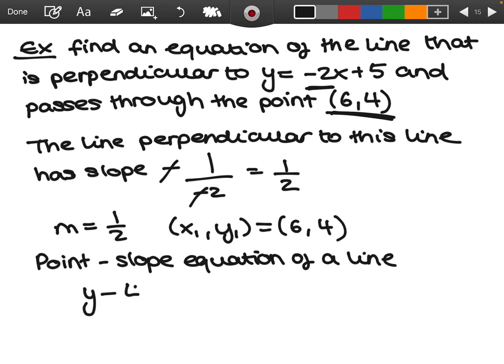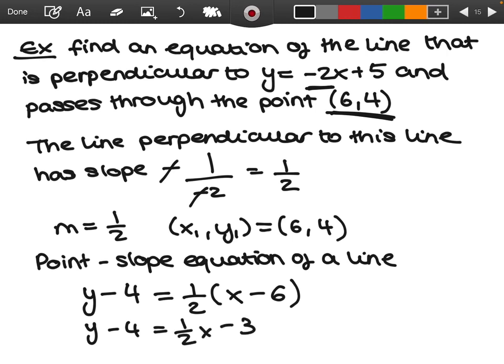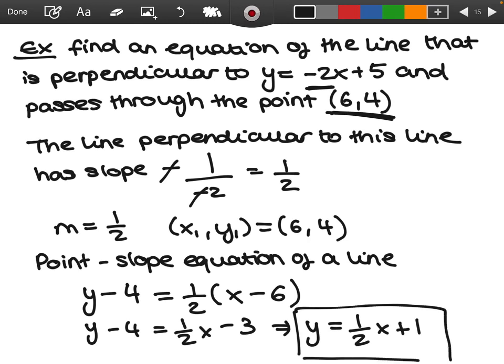I've got y minus y sub 1, which is 4, is equal to m multiplied by x minus x sub 1, which is 6. So that's y minus 4 is equal to 1/2 x, and then 1/2 times negative 6 is negative 3. Then I'm going to add 4 to both sides, which gives me y is equal to 1/2 x plus 1. So this line here is perpendicular to the original line, and it has the added property that it passes through this particular point.